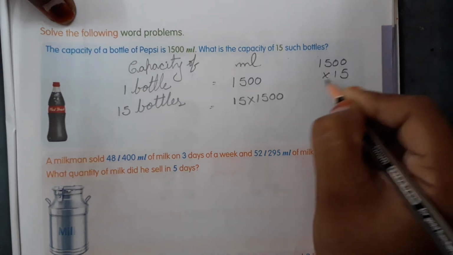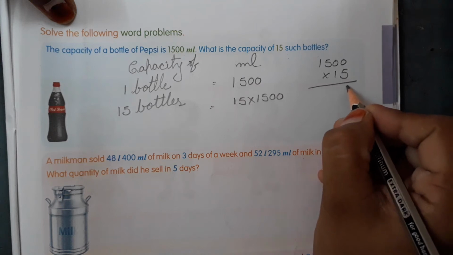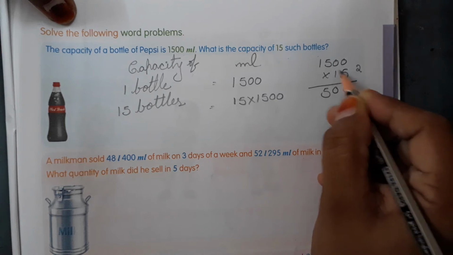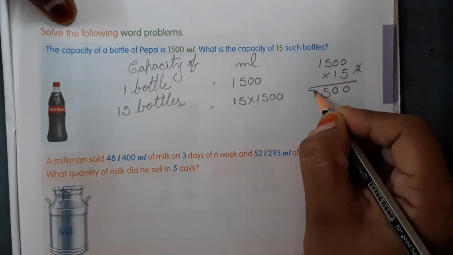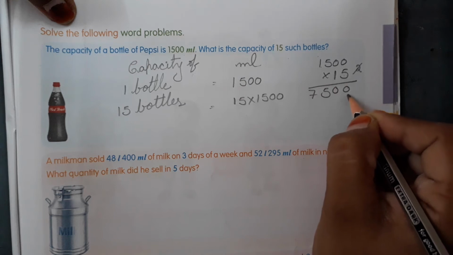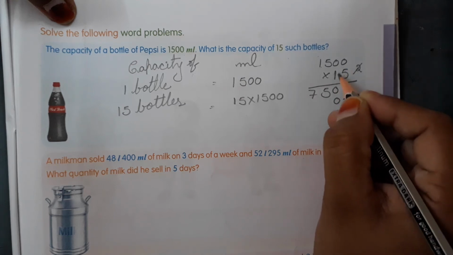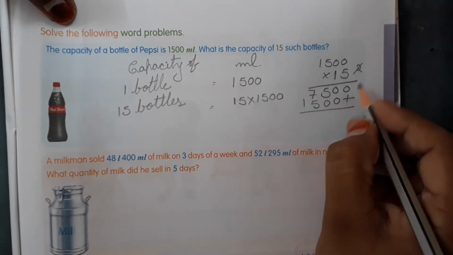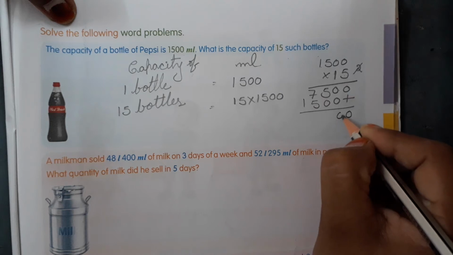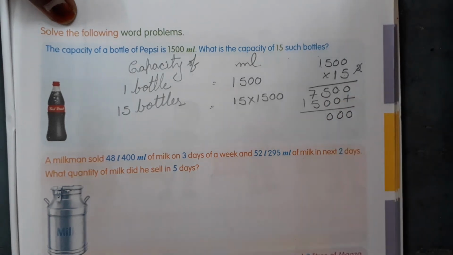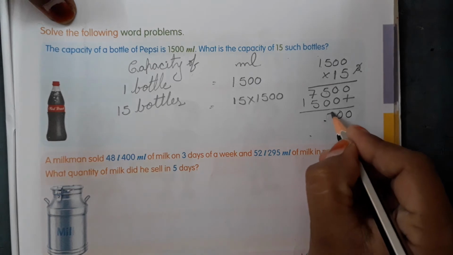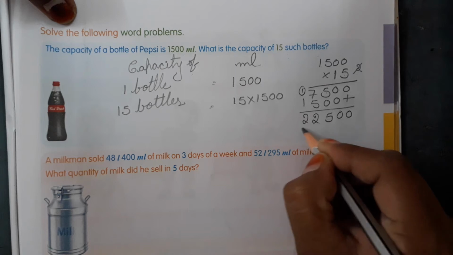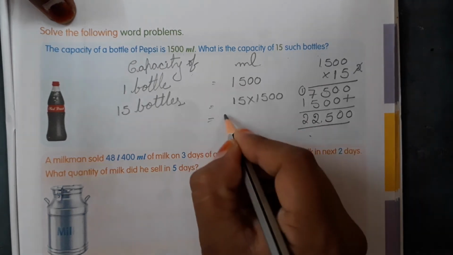1500 with 15. Okay, 5 zeros are 0, 5 zeros are 0, 5 fives are 25, 5 ones are 5, 5 plus 2, 7. Next multiply with the tens place digit. 1 zeros are 0, 1 zeros are 0, 1 five is 5, 1 one is 1. Now add these two rows. 0, 0, 5 plus 0, how much? 5 plus 0. 7 plus 5, 12. 1 plus 1, 2. 22,500 ml.